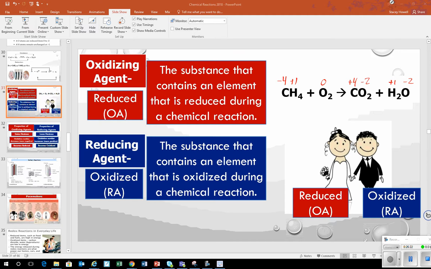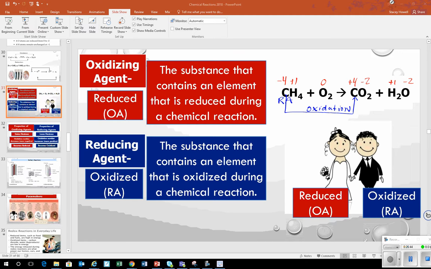What changes charge from side to side? Carbon does, okay. Is it being oxidized or reduced? It's becoming oxidized. It's becoming more Leo. Loss of electrons is oxidation. Okay, because it's being oxidized, it is the RA, or the reducing agent.